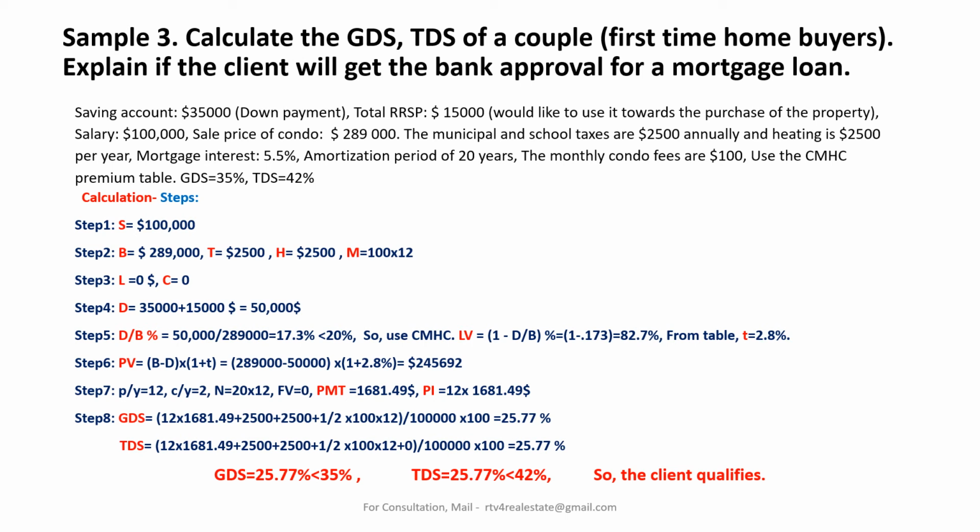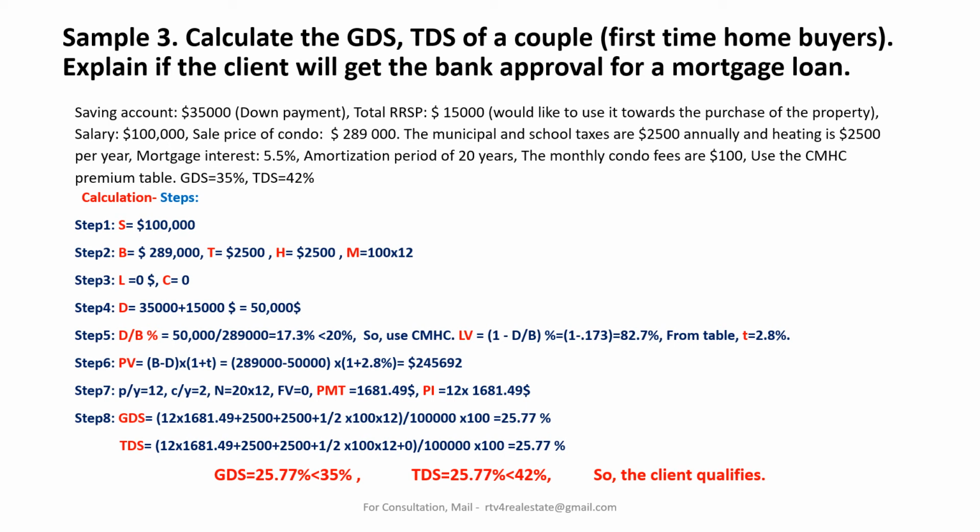Mortgage interest, 5.5%, amortization period of 20 years. The monthly condo fees are $100. Use the CMHC premium table. GDS equals 35%, TDS equals 42%. Calculation. Step 1, S equals $100,000. Step 2, B equals $289,000, D equals $2,500, H equals $2,500, M equals 100 into 12.